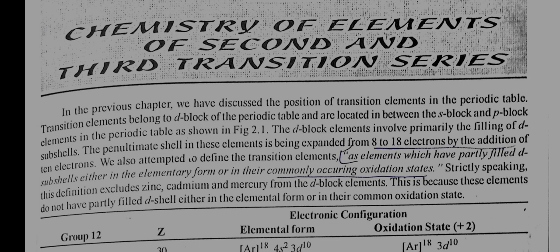The d block elements involve primarily the filling of d subshells. The penultimate shell in these elements is being expanded from 8 to 18 electrons by the addition of 10 electrons. We also attempted to define the transition elements as elements which have partially filled d subshells either in the elementary form or in their commonly occurring oxidation states. Strictly speaking, this definition excludes zinc, cadmium, and mercury from the d block elements. This is because these elements do not have partially filled d shell either in the elementary form or in their common oxidation states.